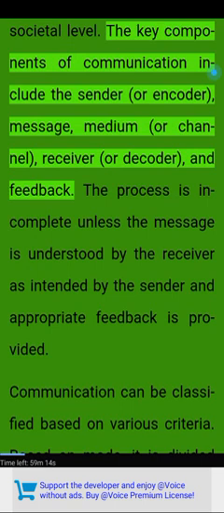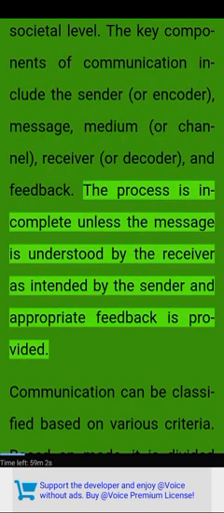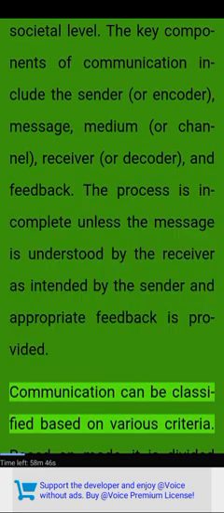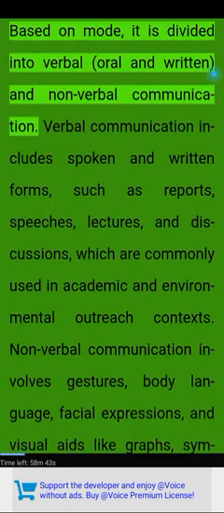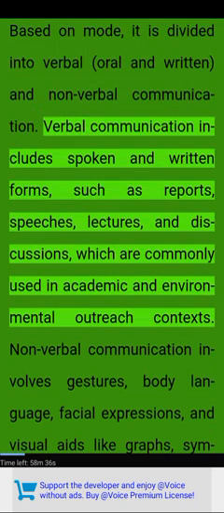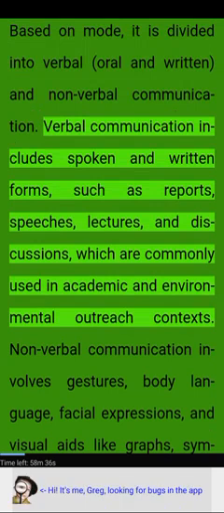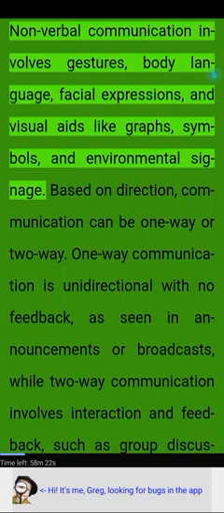The key components of communication include the sender or encoder, message, medium or channel, receiver or decoder, and feedback. The process is incomplete unless the message is understood by the receiver as intended by the sender and appropriate feedback is provided. Communication can be classified based on various criteria. Based on mode, it is divided into verbal, oral and written, and nonverbal communication. Verbal communication includes spoken and written forms, such as reports, speeches, lectures, and discussions, which are commonly used in academic and environmental outreach contexts. Nonverbal communication involves gestures, body language, facial expressions, and visual aids like graphs, symbols, and environmental signage.